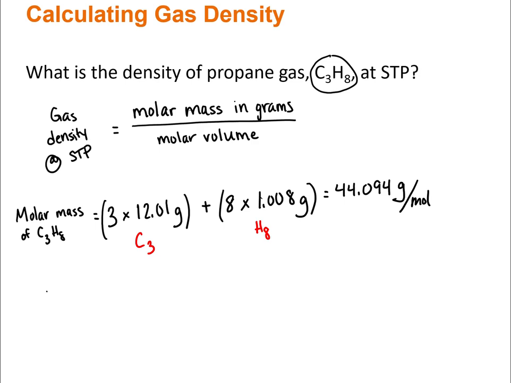Then we just set up our equation. The molar mass in grams is 44.094 grams. Molar volume is always the same, 22.4 liters. Put that in your calculator and let me know what you get.